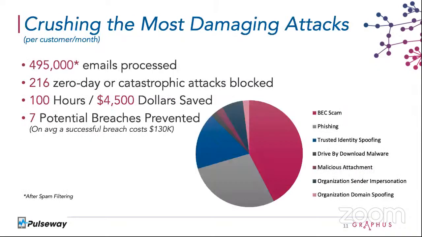Now, before we move on to the demo, I want to show you some highlights from last year. We looked at our customer base and extracted some interesting numbers. So the numbers that you see are per customer per month. And on average, Graphus is processing 500,000 emails per customer. And this number is after spam filtering, right? The number of zero-day or catastrophic attacks detected is pretty high. The average savings per customer based on the automation is again in the range of hundreds of hours. And the potential breaches that are being prevented per customer per month, again, is a big number.